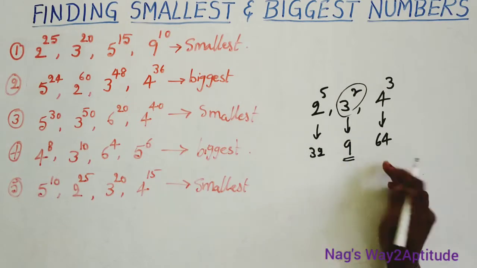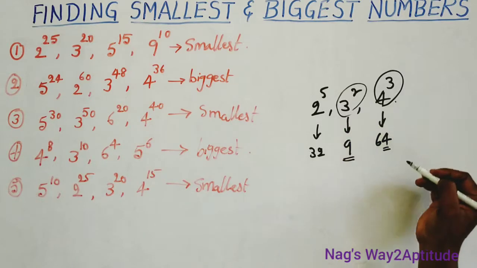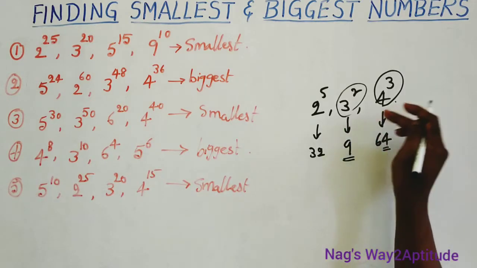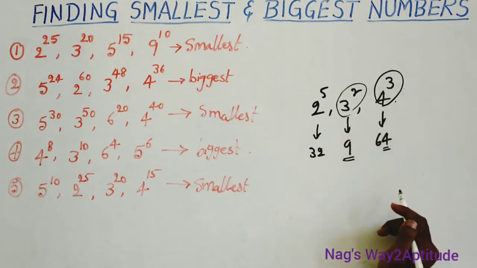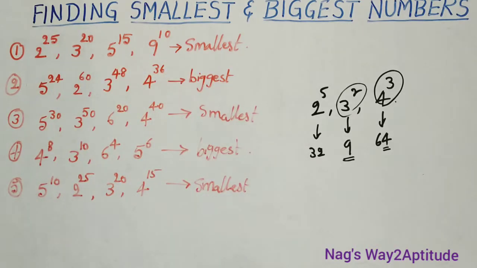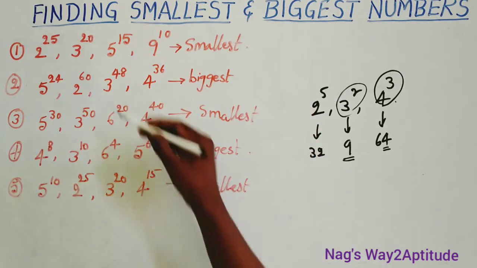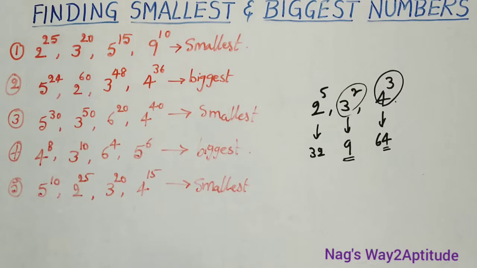And among these three, 64 is the biggest. Therefore, 4 cube is the biggest one. So we can easily find with the smaller numbers with the smaller powers. But if some bigger powers are given like this, how to find it? Now, by using a simple trick, we can easily find the biggest and smallest numbers. Now let's see all these 5 questions one by one. Now let's go to the first one.